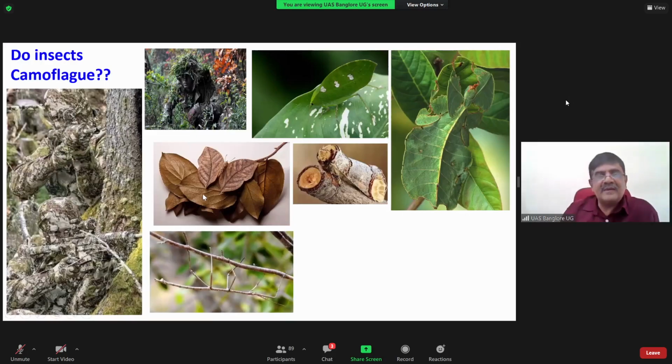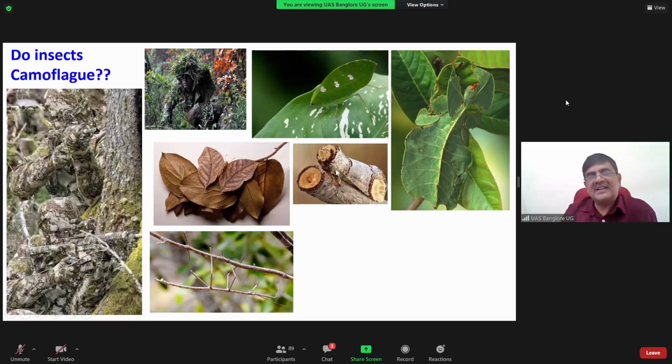If you look here, there is a butterfly. It looks like a dried leaf. These are dried leaves, and in between the dried leaves, you can see a butterfly that is camouflaging as a leaf. Here you can see a wood, and above the wood you can see a small piece of wood attached to it. But this is not a wood. It is a moth.